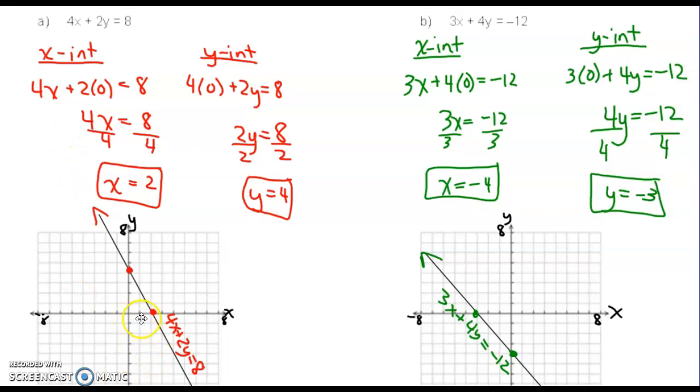So on my x-axis, there it is. I mark my x-intercept. Next, I solve for my y-intercept. So this time I'm going to substitute in 0 for x. So 4 times 0 plus 2y equals 8. This is 0. So 2y equals 8. Divide both sides by 2. Y equals 4. So on my y-axis, up to 4. There it is. I mark it, and I connect my 2 points. And there's my line, 4x plus 2y equals 8.